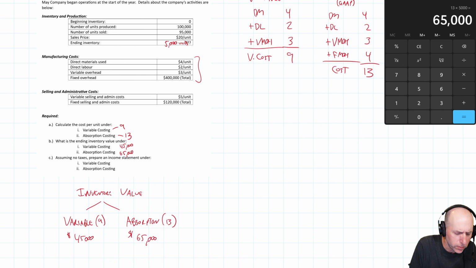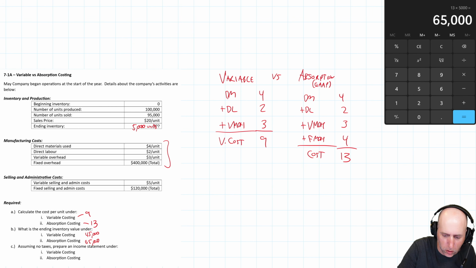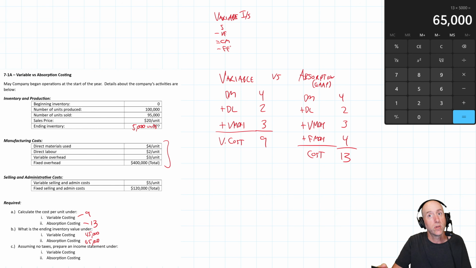The final thing, assuming no taxes, prepare an income statement under variable and one under absorption costing. So big picture, what do we expect our income statements to look like? Well, a variable income statement looks like this. Sales minus variable expenses equals contribution margin, minus fixed expenses equals operating income or income before tax.